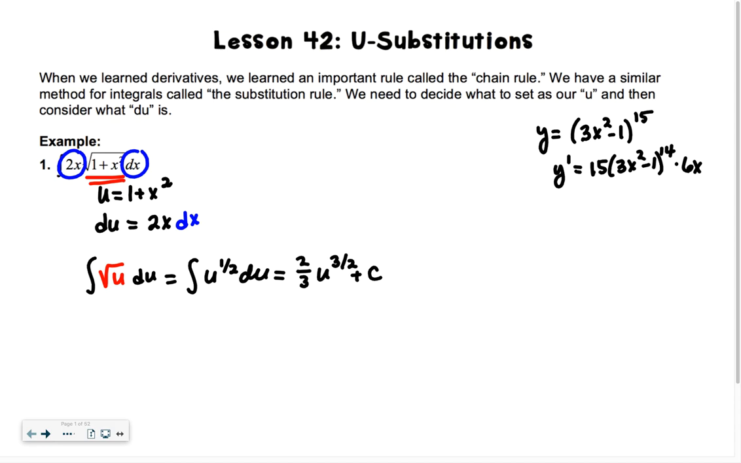Almost the final step. One more step. What do you guys think we do now? Yeah, we put the x's back in. So now that we've done the hard part of integrating, we made it simpler so we were able to integrate, and then we put our x's back in the equation. So we're like, well, u is really 1 plus x squared. So I have 2/3 times 1 plus x squared to the 3 over 2 plus c. And that's our answer.